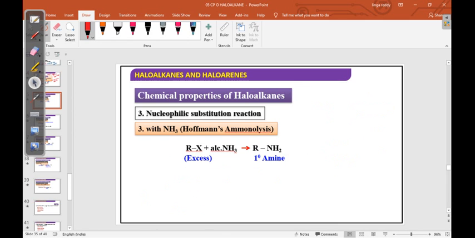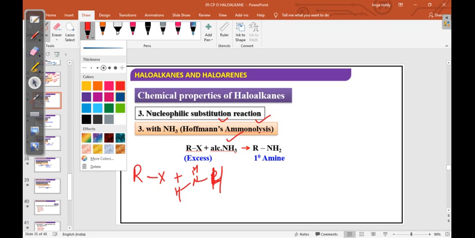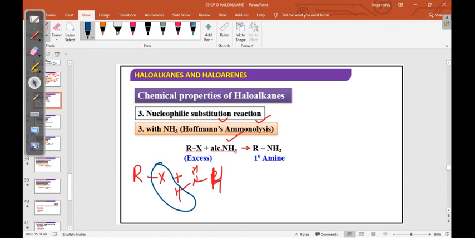Next, alcoholic NH3. It is also known as Hofmann's ammonolysis. In Hofmann ammonolysis, it is also a very simple reaction. Suppose you take NH3. What you will do? Remove the HX. First we removed AgX, now we are removing HX. What is your product? RNH2.